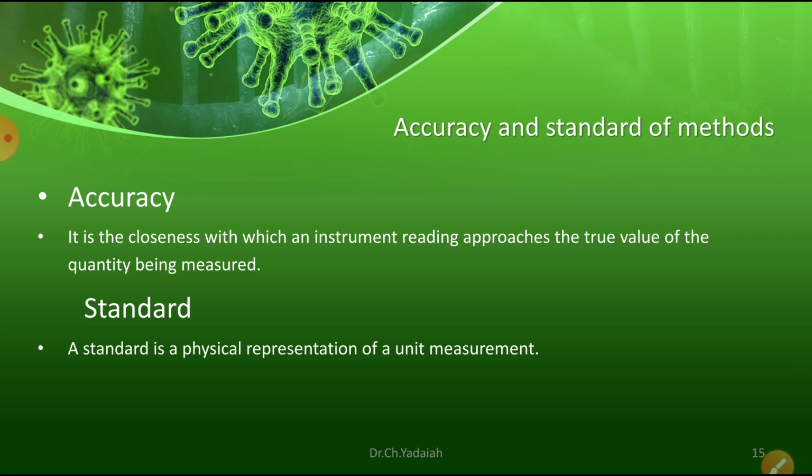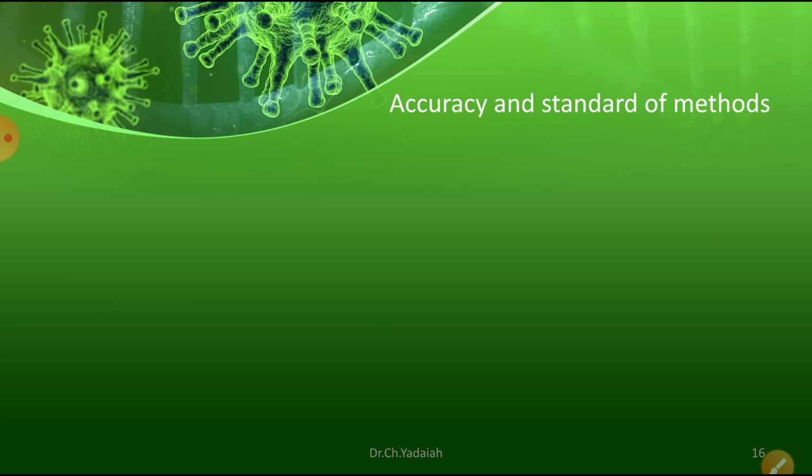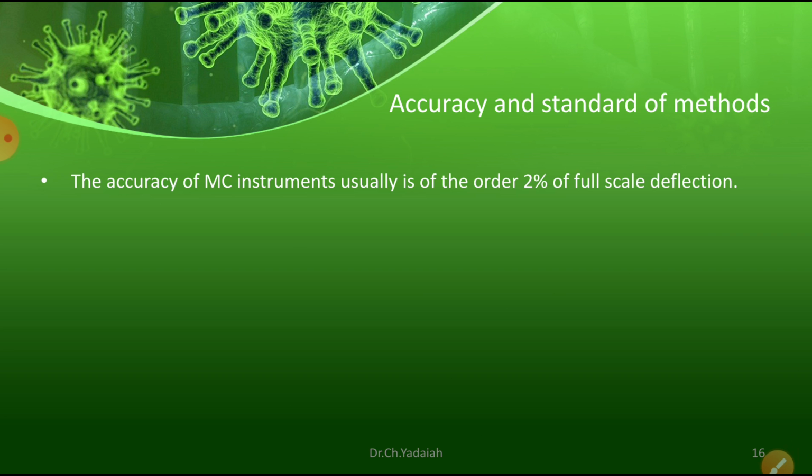Now let us see the accuracy of moving coil instruments. Already we have seen the order. The accuracy of moving coil instruments usually is of the order of 2% of full scale deflection. When the meter is showing full scale deflection, the accuracy may be only 2%.